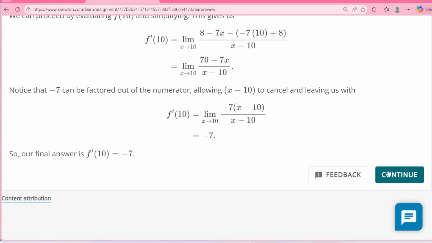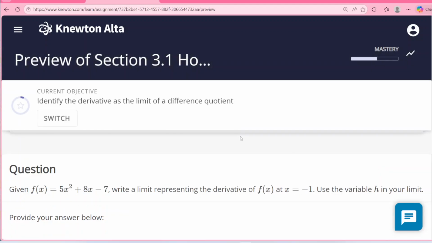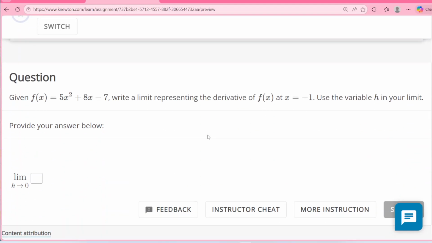Now they go through it, of course. You can read that if you want. So now, notice they're not asking us to actually find the derivative or the slope of the tangent line to this function at x equals -1. We're asked, given this function, to write the limit representing the derivative using h. So that was that second definition. So here's what they want you to type in.